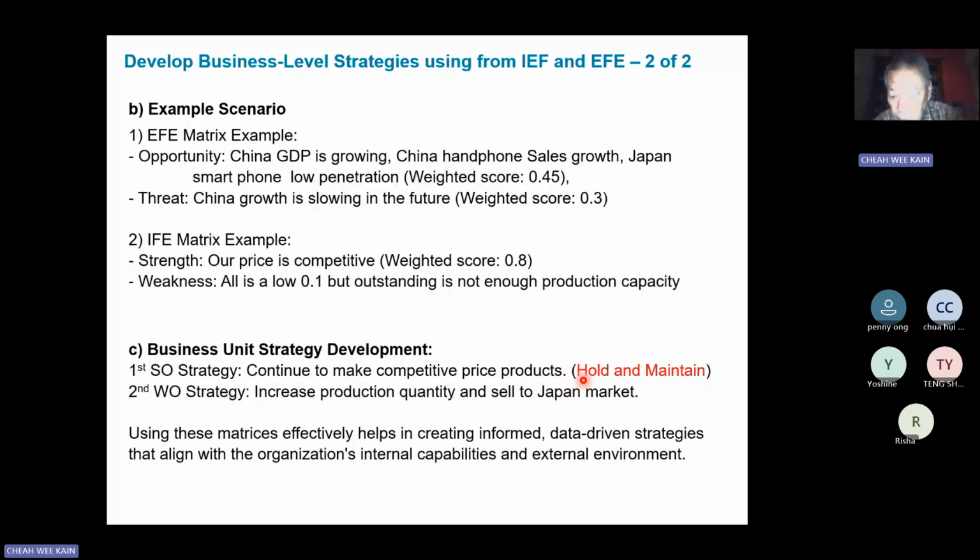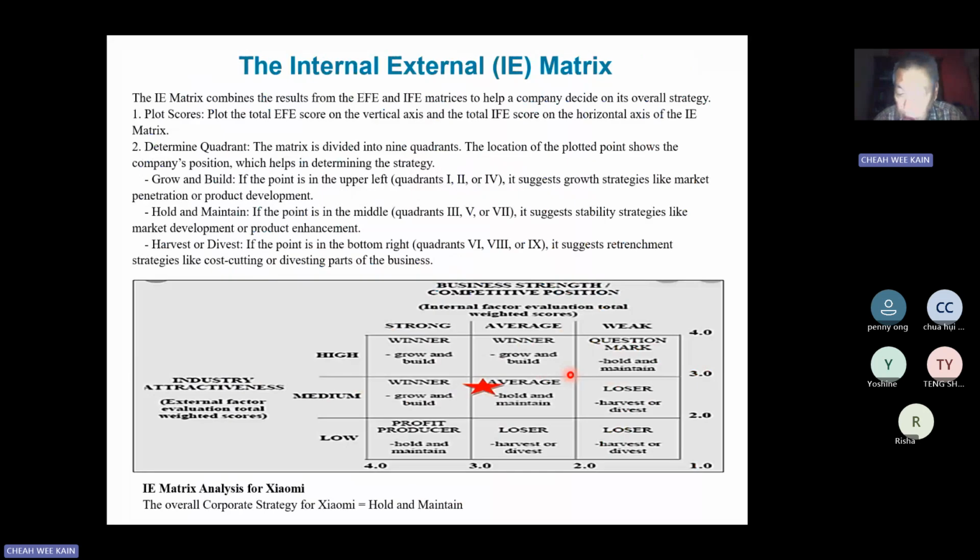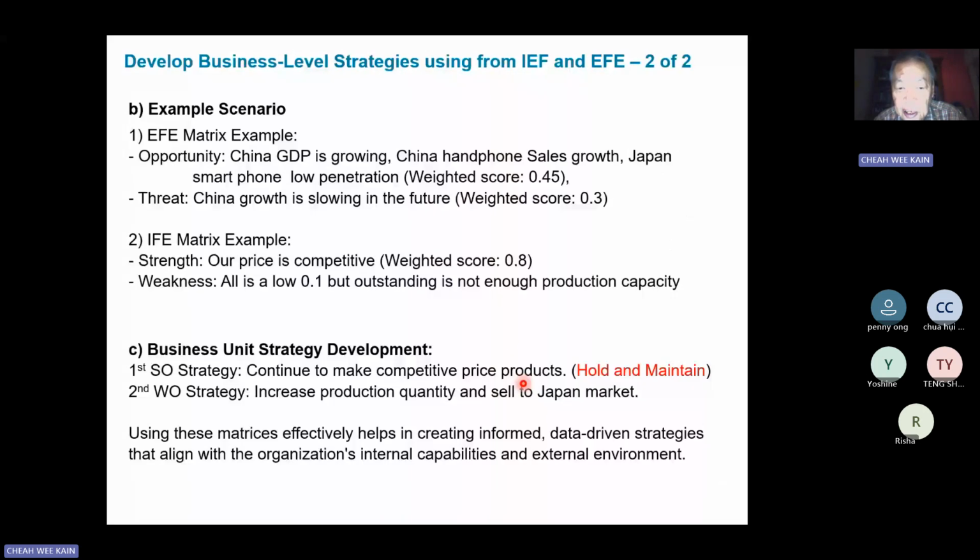So you need to continue. You don't simply grow because you are still here, hold and maintain. You just want to have a strategy to make competitive pricing. Understand? And maybe in Japan you look to increase because of low penetration, hopefully for sales growth. Why in China? Because China GDP is growing. That's how you make strategy. Now, I can't teach you the art. The art you have to learn by yourself.